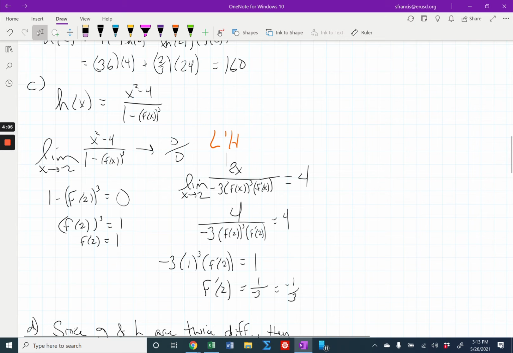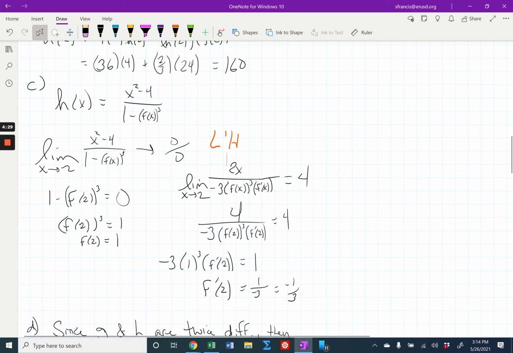No, they don't tell us the limit is 4. The function is continuous because the function is differentiable. So that means the limit has to equal the function value. So since h of 2 is 4, the limit of h of x as x approaches 2 is 4. And so setting x equal to 2, the numerator is 4.